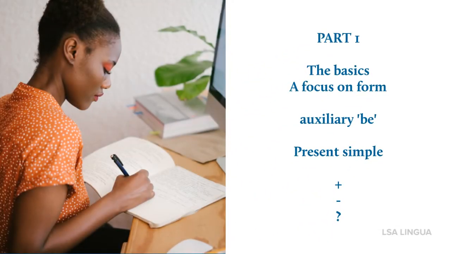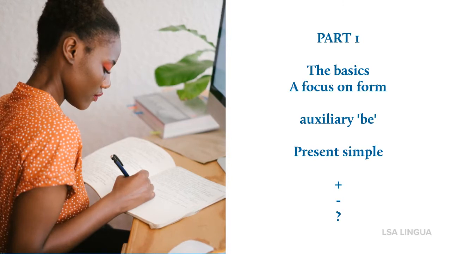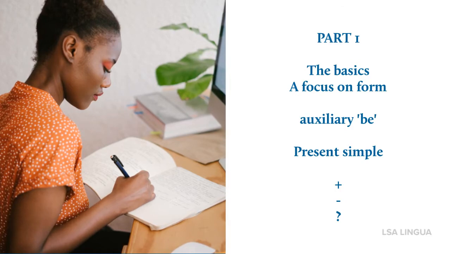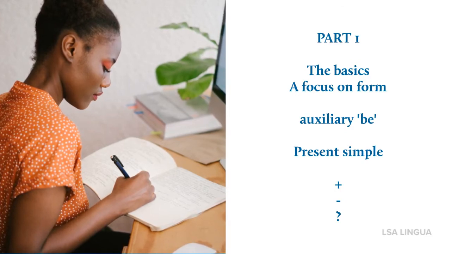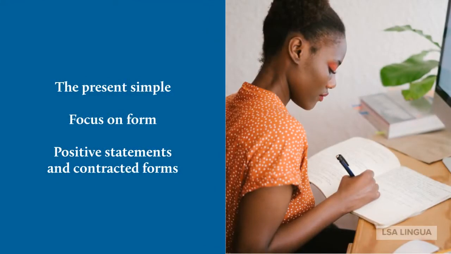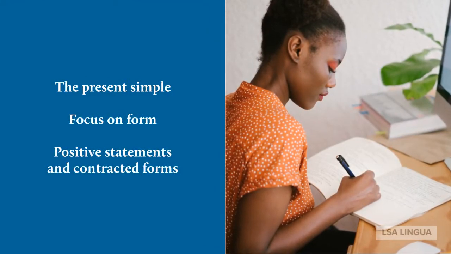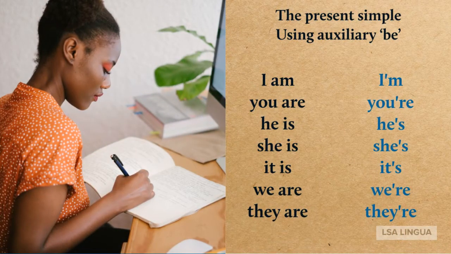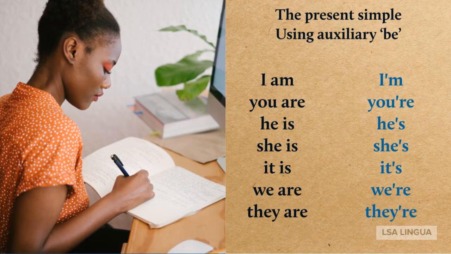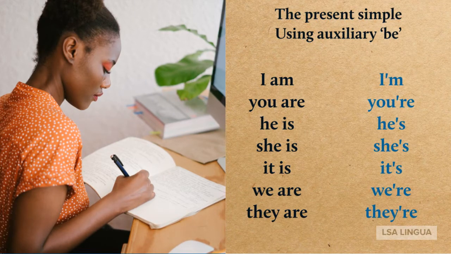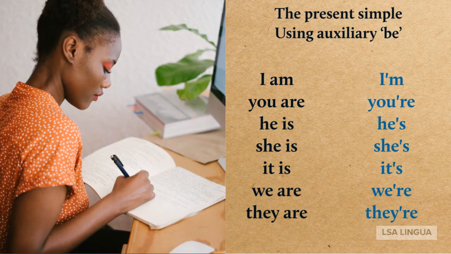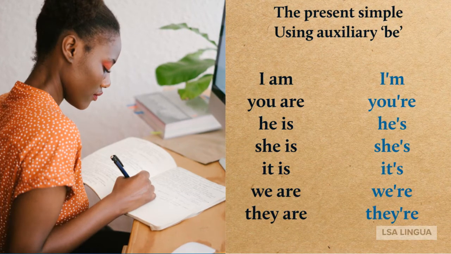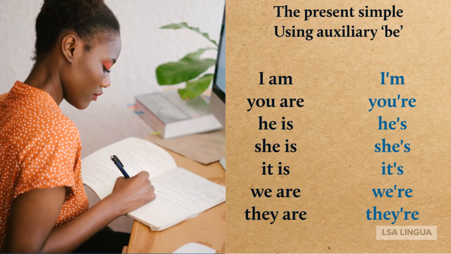Part 1. The basics. A focus on form, the use of auxiliary be in the present simple tense for positive and negative statements and questions. Positive statements and contracted forms, so shorter forms. I am, I'm. You are, you're. He is, he's. She is, she's. It is, it's. We are, we're. They are, they're.